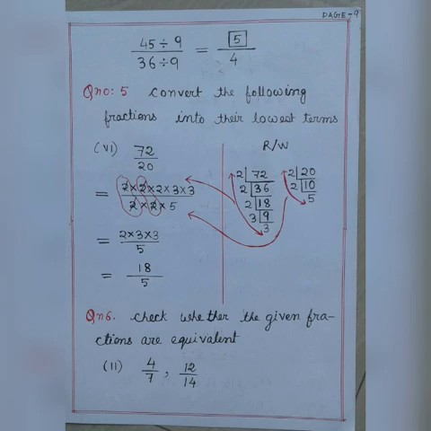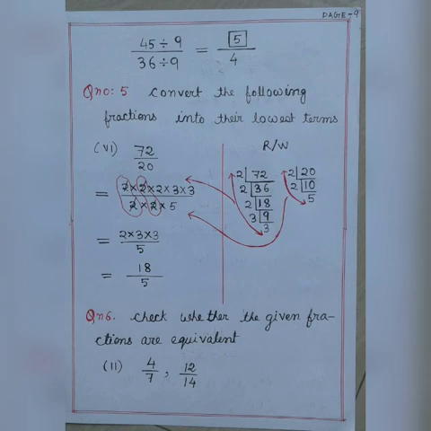Question number 5. Convert the following fractions into their lowest terms. I have taught you how to do this. Again, I am doing from question number 5 of exercise 5.3. 72 by 20. So I have found the factors of 72. It is 2 into 2 into 2 into 3 into 3. The same way I have found the factors of 20. 2 into 2 into 5.